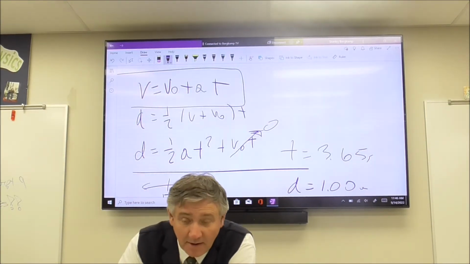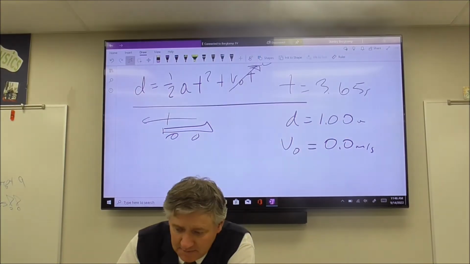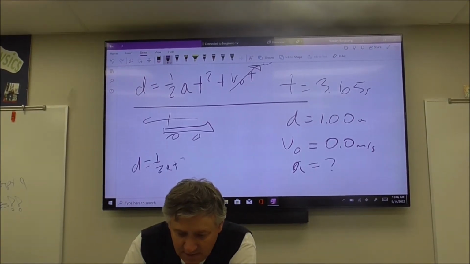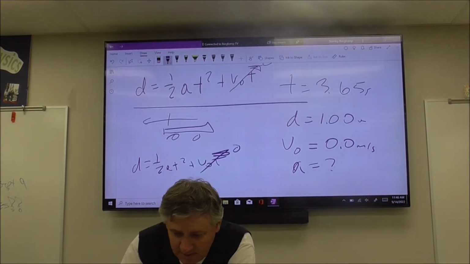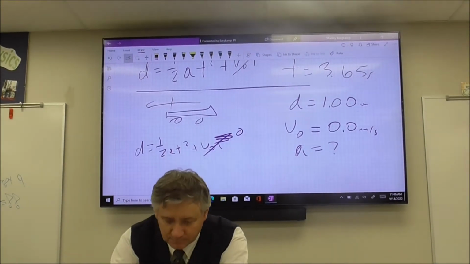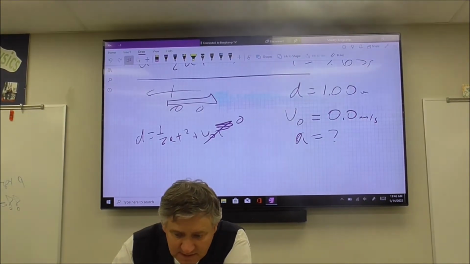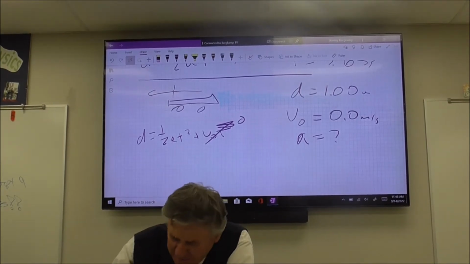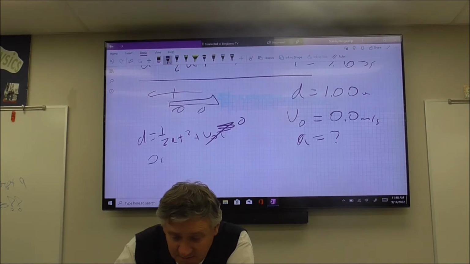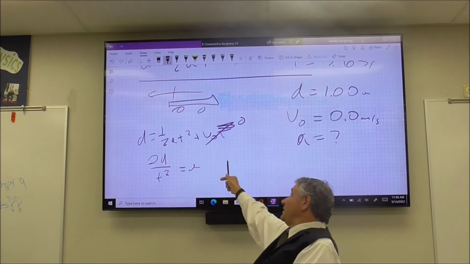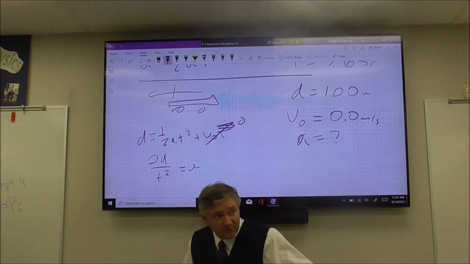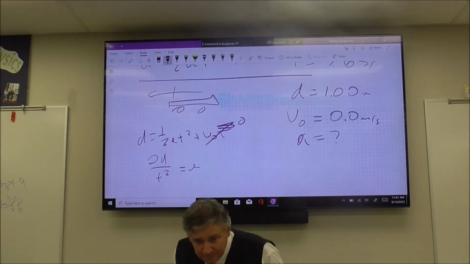Okay? Now, again, if I'm going to solve this problem, I'm trying to find my acceleration. So I'm going to use distance equals 1/2 a t squared plus v naught t. That's going to drop out. I don't have to worry about that. So I need to solve this equation for acceleration. Multiply by 2 and then divide by t squared, and then I'm going to get a. Okay, the only thing that's squared here is time. I'm not squaring acceleration, okay?